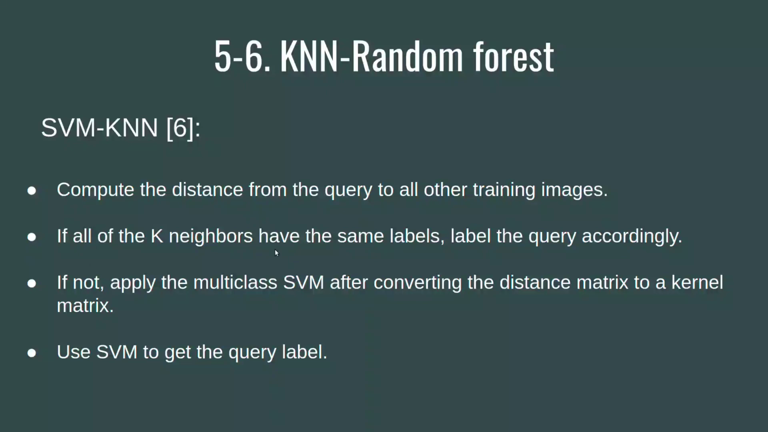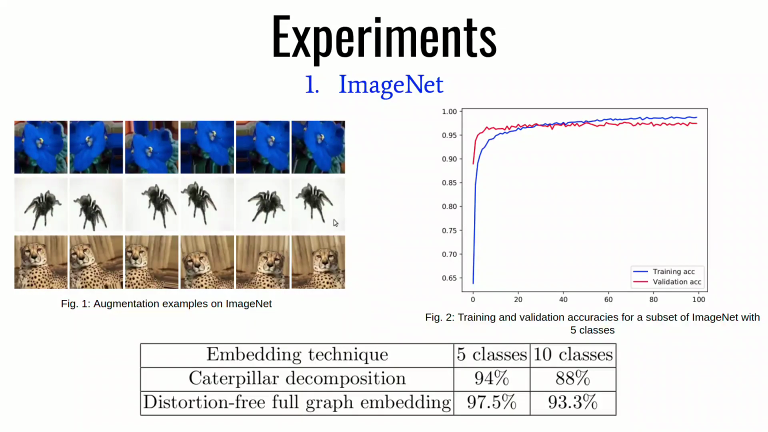Using a similar idea, we employ KNN-Random forest as the image classifier in this paper. Here, random forest is used as a replacement for SVM. KNN suffers from the problem of high variance, while SVM is computationally expensive. A crucial reason for this replacement is the computational requirements of SVM, especially for large datasets with a large number of classes. And now we come to the experiments.